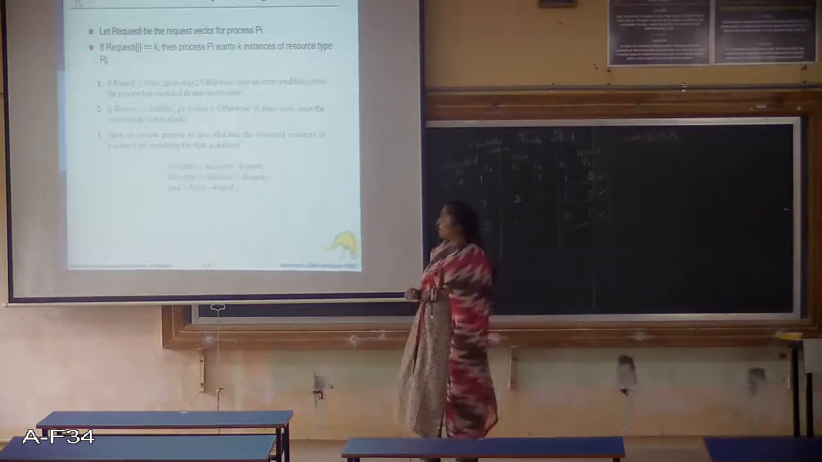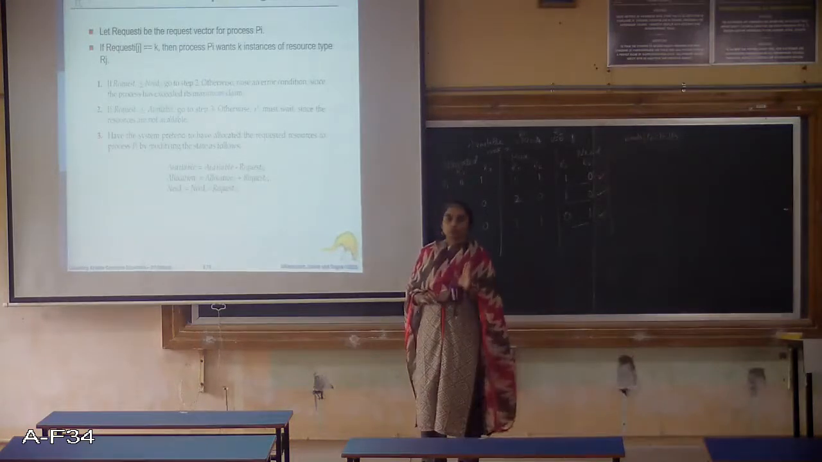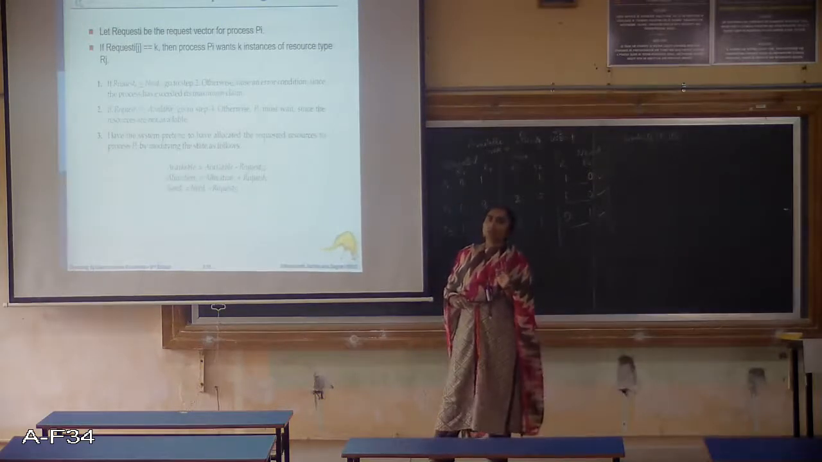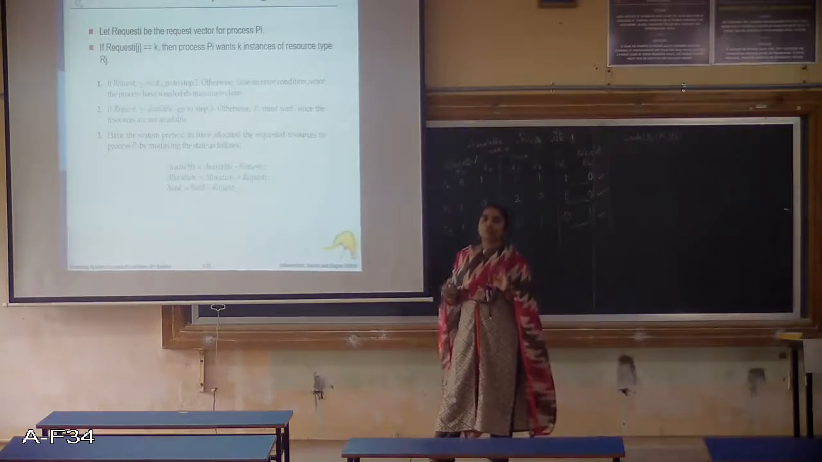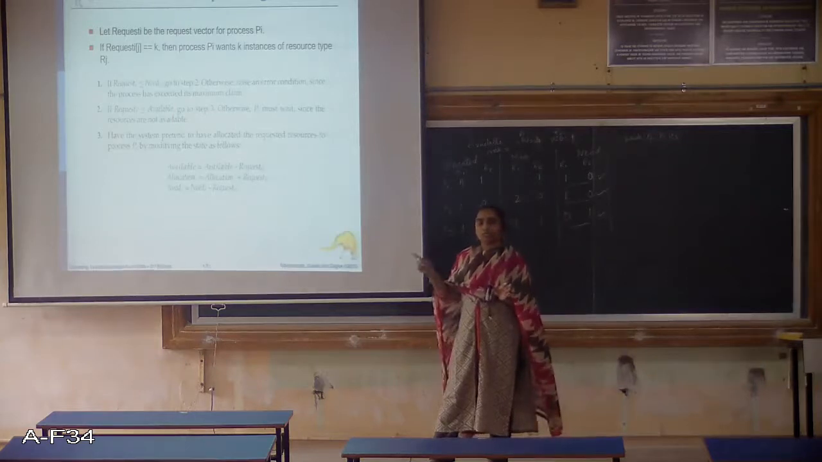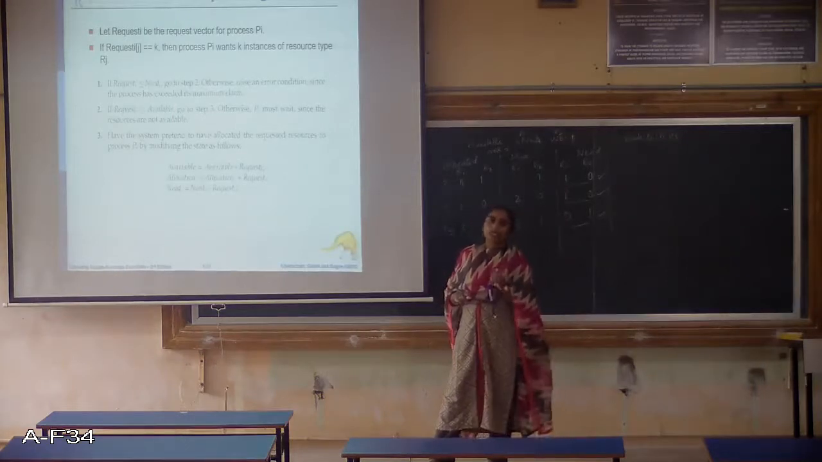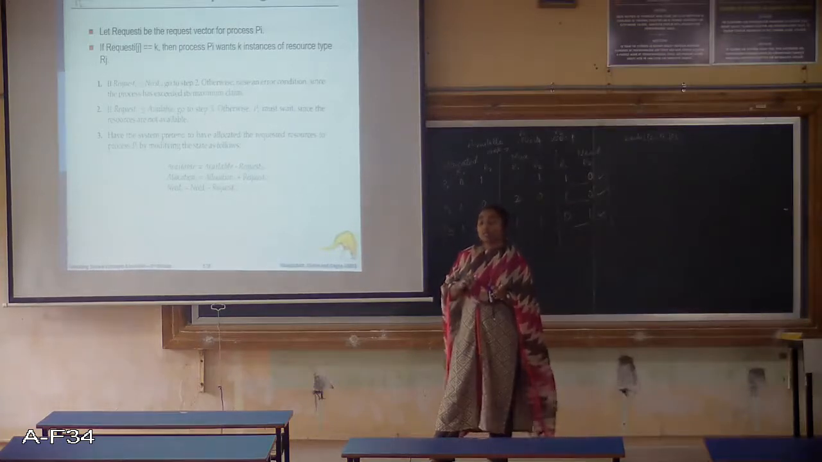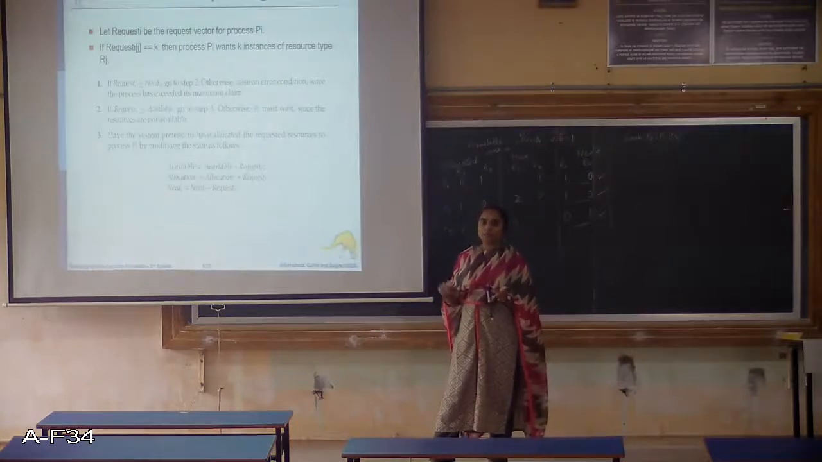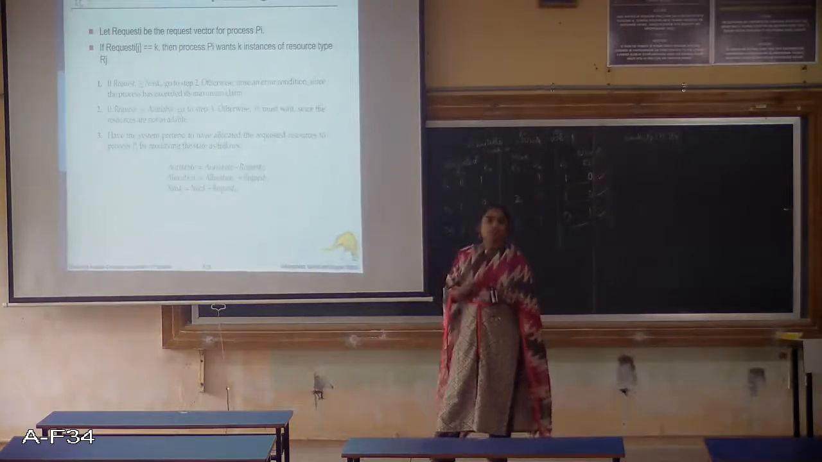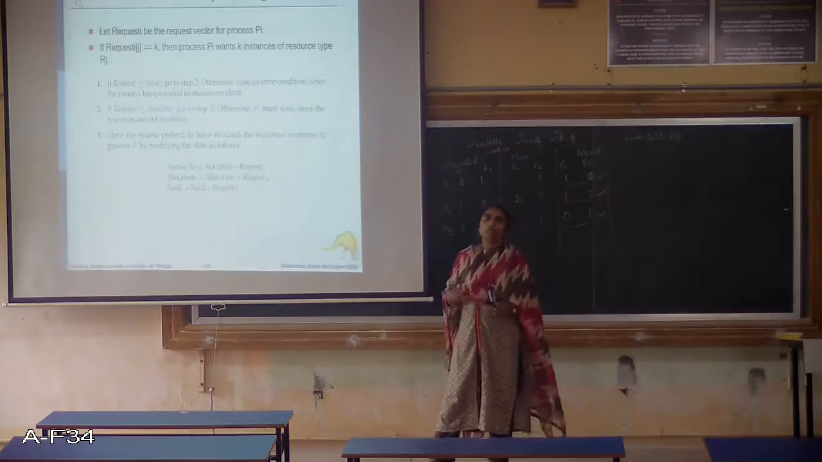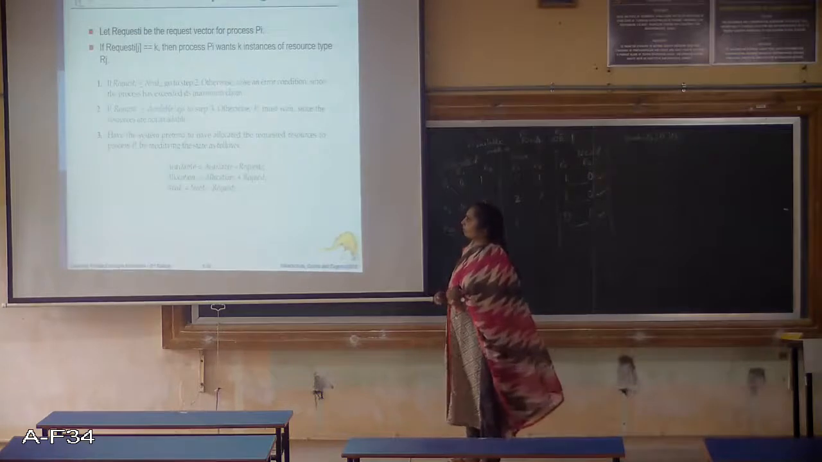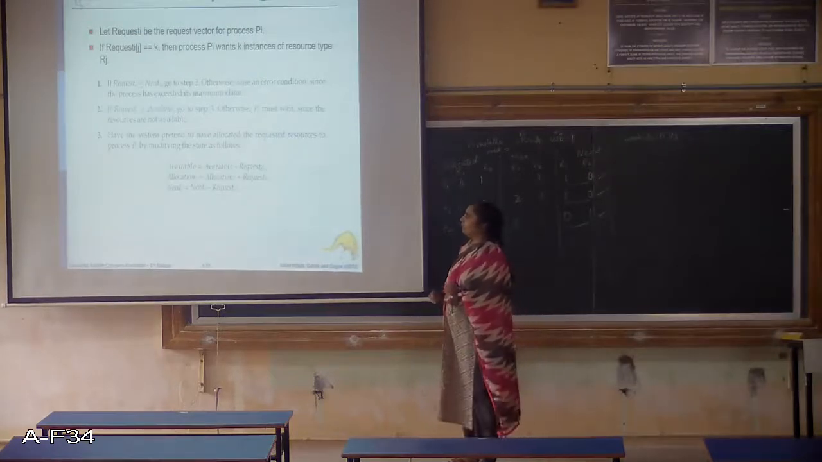So that means there is something wrong. You should stop there, raise an error condition, and quit. You should exit that process. But if it says it requires 1 resource and its need is 2, that means the request it is making is less than its need. Then yes, you can go to step 2 and check whether that 1 resource it is requesting is available with the operating system. If it is available, then you can allocate it. If it is not available, that process has to wait till that resource becomes available.